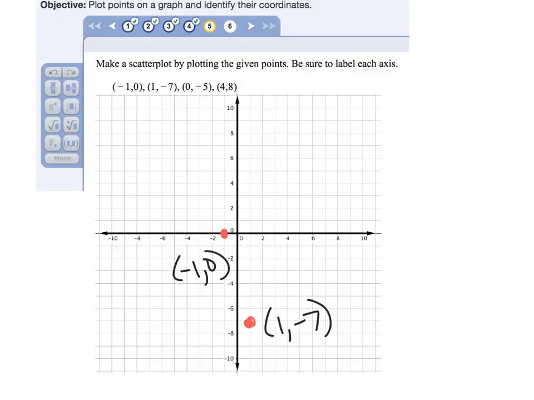Then we have 0, negative 5. So that 0 means we're not going to go to the left or right, but we're just going to go straight down 5. So that means it's going to go right there. I'm going to squeeze that in. 0, negative 5. And then the last one, 4, 8. They're both positive. So that means we're going to start at the origin. We're going to go to the right 4 and up 8. And so our dot is going to go right there at 4, 8. And there is our scatter plot.